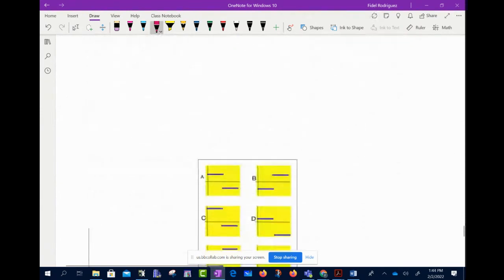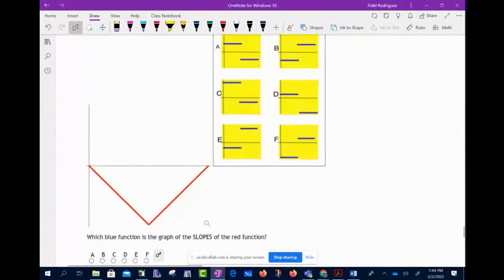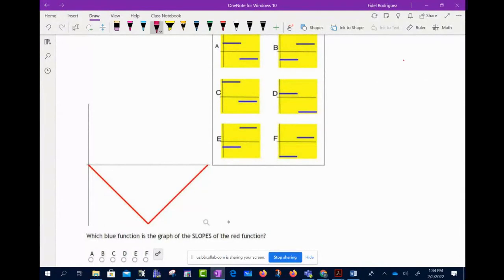Now, let's do the same thing. We got one more, maybe two more here. It says which blue function, because these here, you can see the lines are all blue, is the graph of the slopes of the red function. Okay, so if we were to pick a point on this graph, and we were to say we want to find the slope of the tangent line, well, the slope of the tangent line now would be the line itself at that particular point. Now let me ask you a question. Is this line going up or down? It's going down, right?